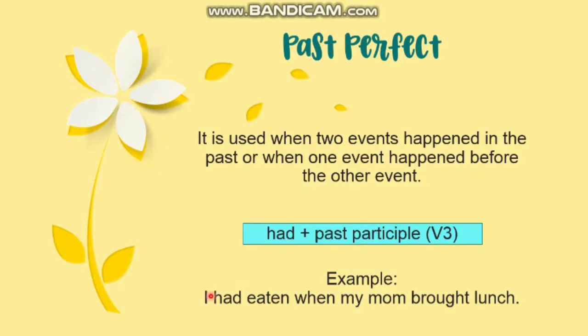Let's see the example. I had eaten when my mom brought lunch. Oke, di sini ada dua kejadian. Yang pertama adalah had eaten, baru aja makan. Yang kedua adalah brought lunch. My mom brought lunch. Ibu saya membawa makan siang. Jadi di sini ada dua kejadian yang disatukan menggunakan adverbial of time atau time connective, yaitu when atau ketika. Jadi ingat di sini ada dua kejadian yang terjadi di masa lalu dan disatukan menggunakan time connective.